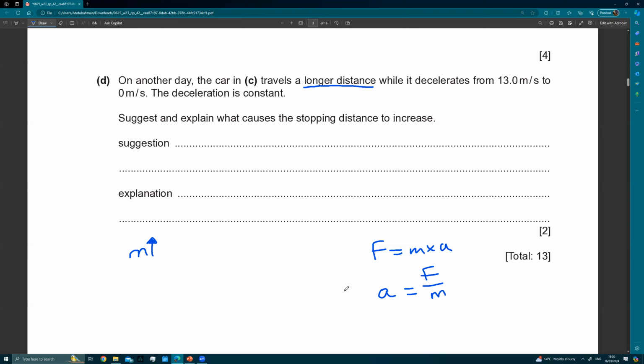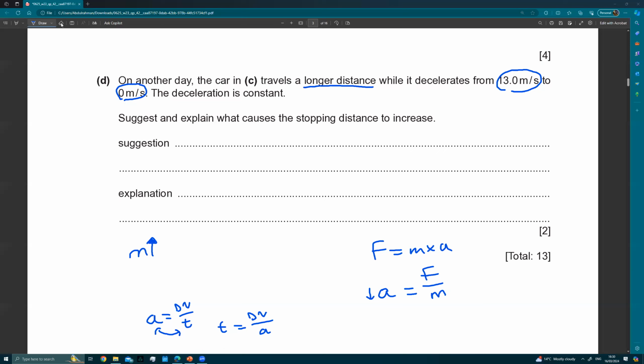And I want you to keep in mind that if you have a smaller acceleration, it's going to take longer for the car to stop, because we know that acceleration is your change in velocity over time. And if we make the time the subject, we just swap these two around. So we could say time is equal to change in velocity over acceleration. Now, the change in velocity is constant because you are traveling from 13 meters per second to 0 for both days. So your change in velocity is constant.